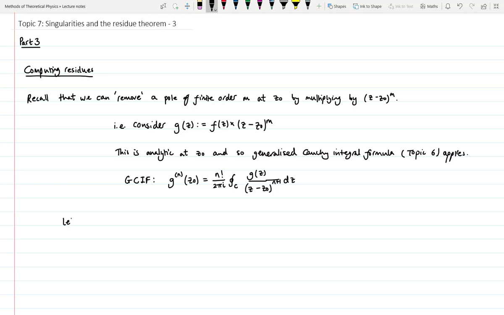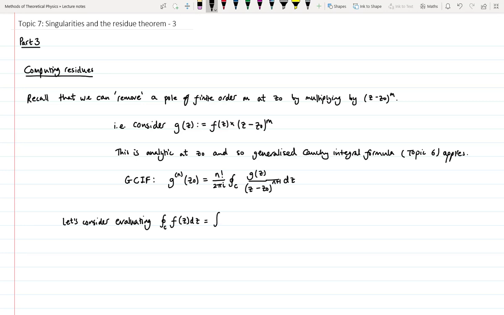Okay, now let's consider evaluating the integral along a closed contour C of our function that has a pole of order m.